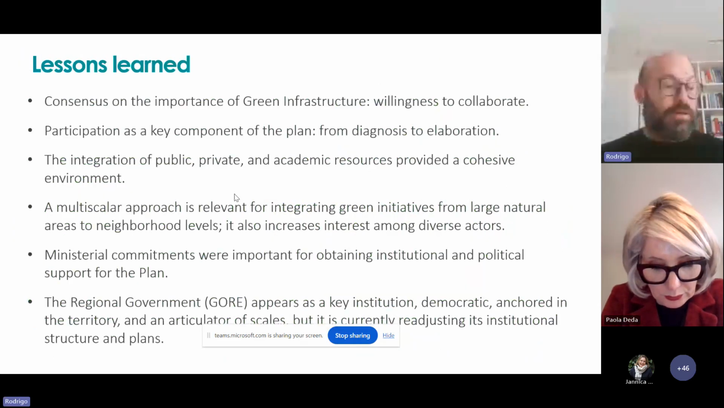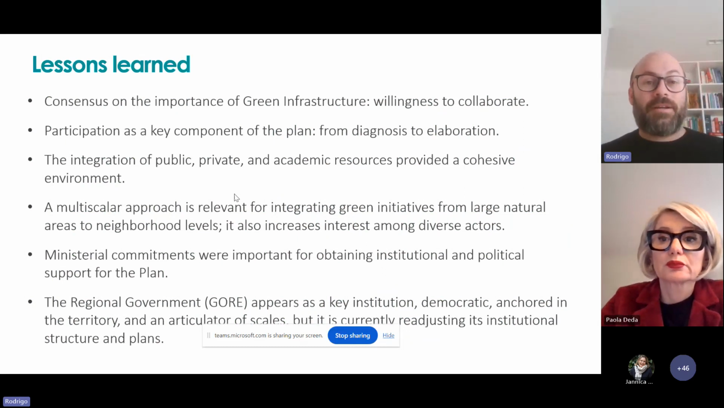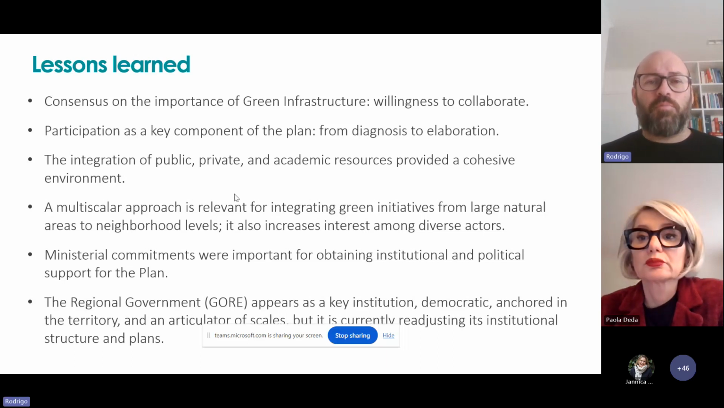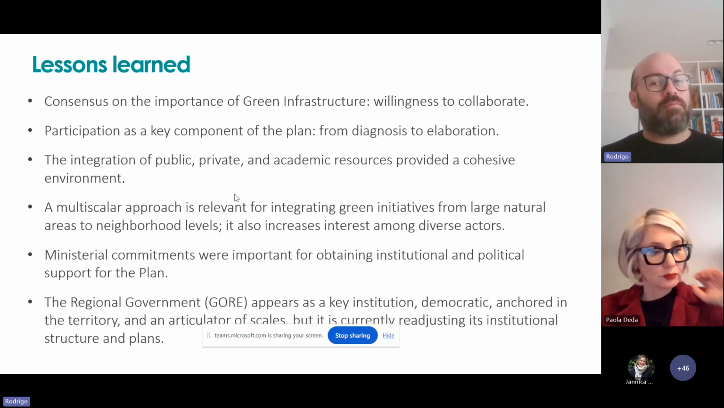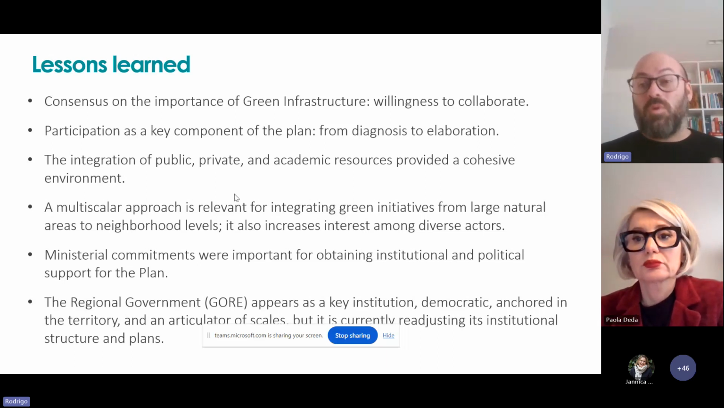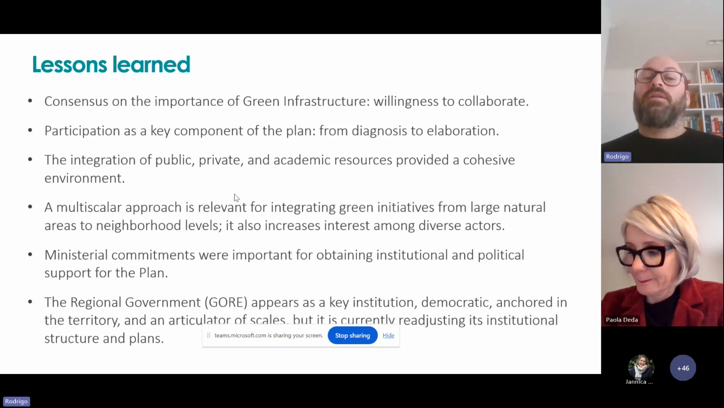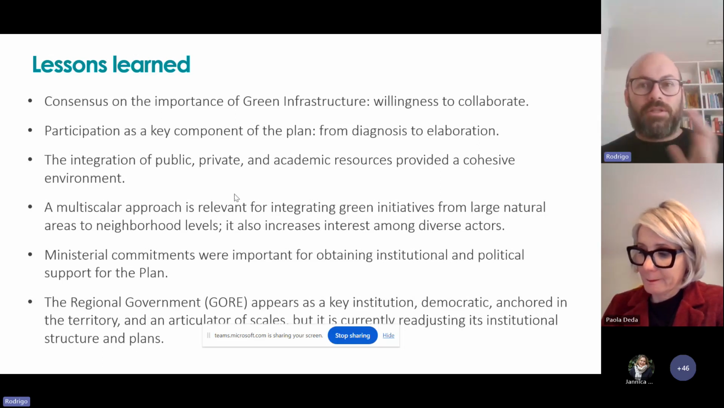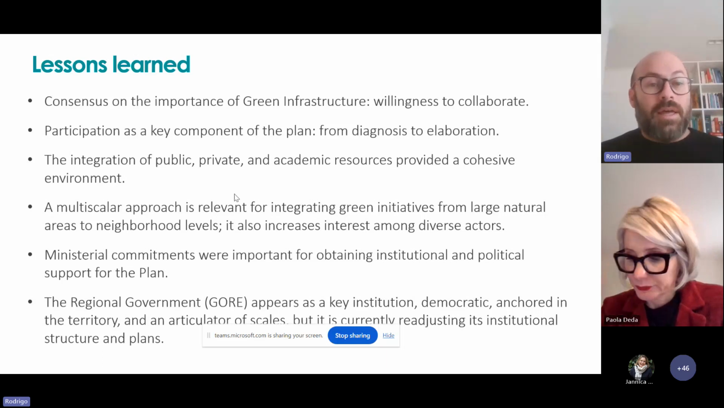So to finish, if you give me just one extra minute, the lesson we learned: first, we realized there's a huge consensus on the importance of green infrastructure. So there's an important willingness to collaborate from public to private sectors and civil society and the academy. And that works throughout the entire process of the elaboration of the plan. So participation is a key component of the plan, both from the diagnosis to the elaboration. It's not only to get information, but also how to build the plan itself.